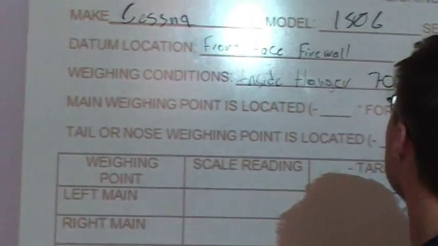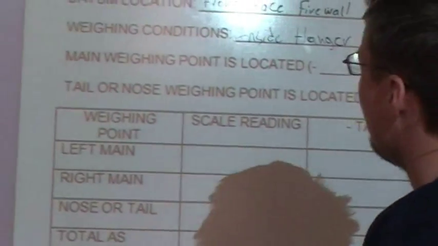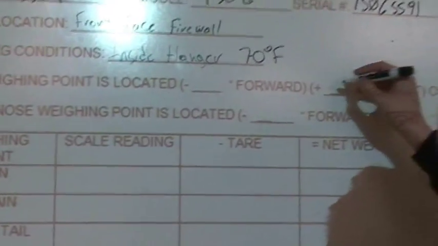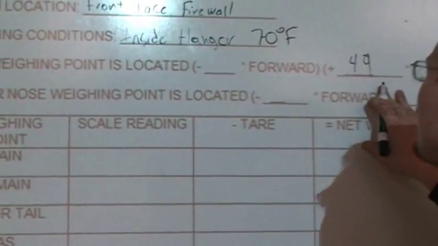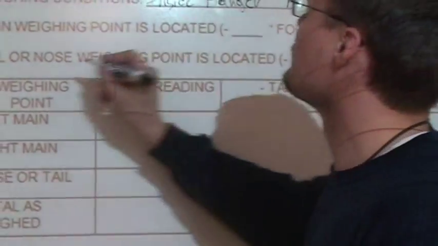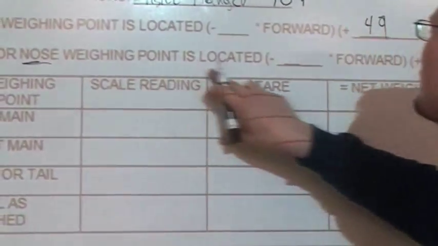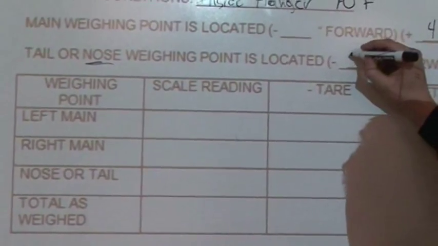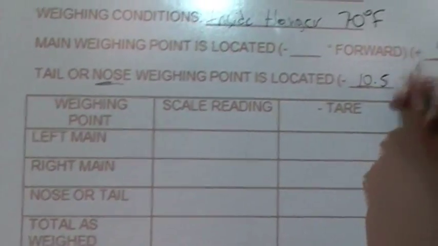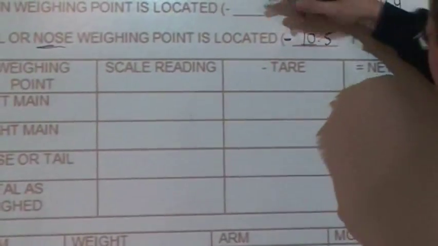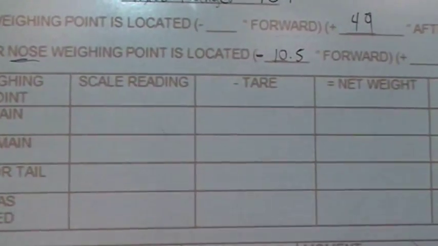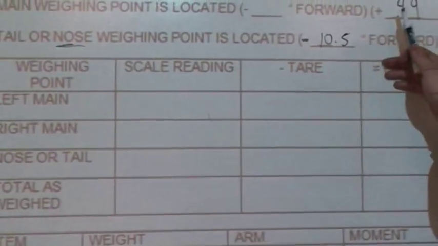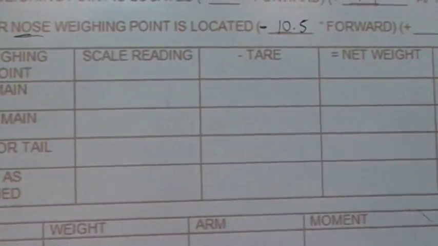Hangar, 70 degrees Fahrenheit. The main weighing point is located at positive 49. And then the nose weighing point is located at negative 10.5. And your negative and positive sign is due to? Due to location and reference to the datum. The datum was behind the 10.5, so thus it was negative 10.5. And the 49 comes after the datum, so it's positive.